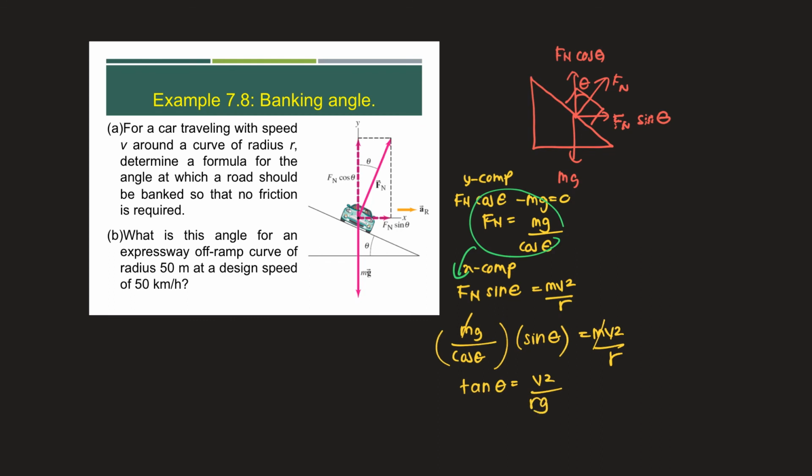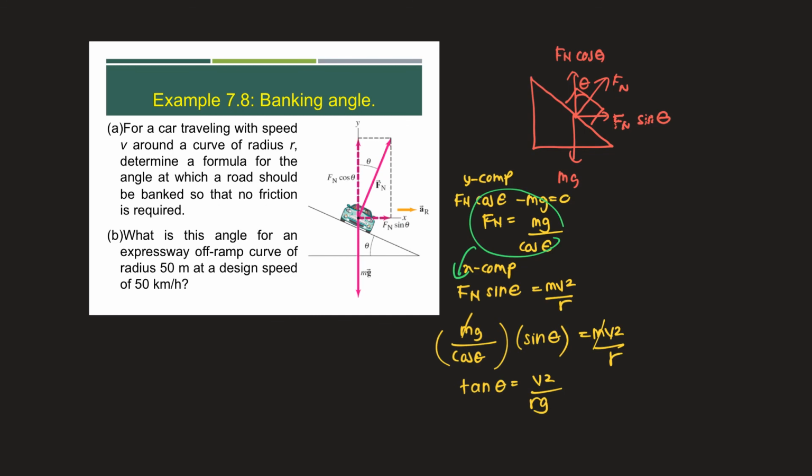Okay, familiar, right? The equation seems like a conical pendulum. Okay, but the difference is the conical pendulum has a tension force, but this one has a normal force. Okay, so part B asks: what is the angle for the expressway ramp curve of radius 50 meter at the design speed of 50 km per hour? Okay, so please make sure that you change the 50 km per hour to meter per second first. Double check the unit first.